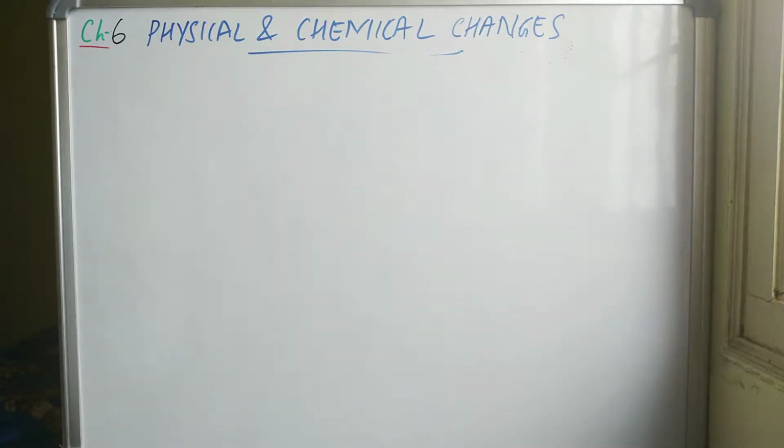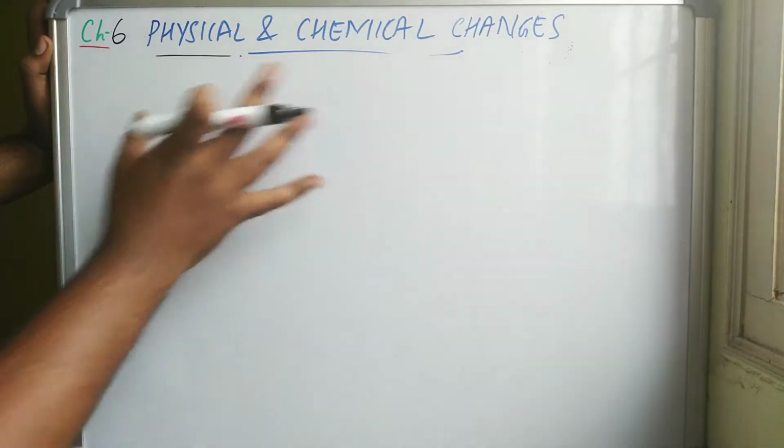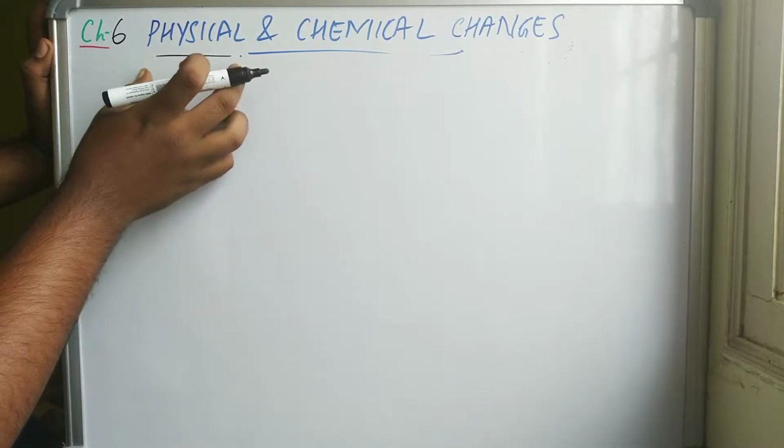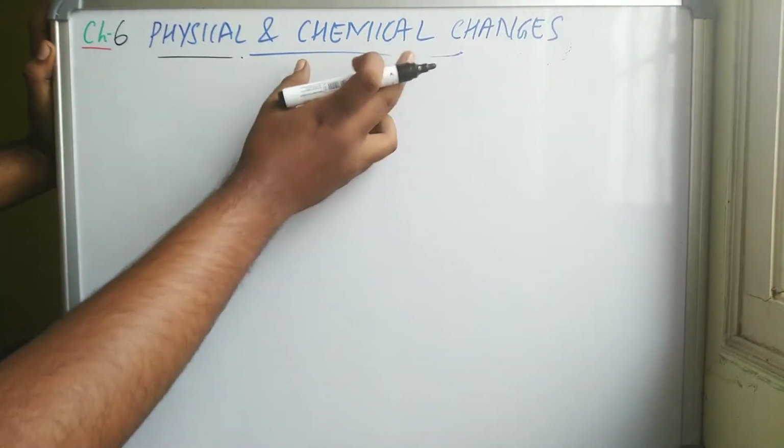Guys, welcome back. In this video, we are going to discuss physical and chemical changes. That is chapter 6, class 7, CBSE. So, first you have to understand the topic. The first thing is physical and chemical change. That means first you have to understand about physical change and chemical change.